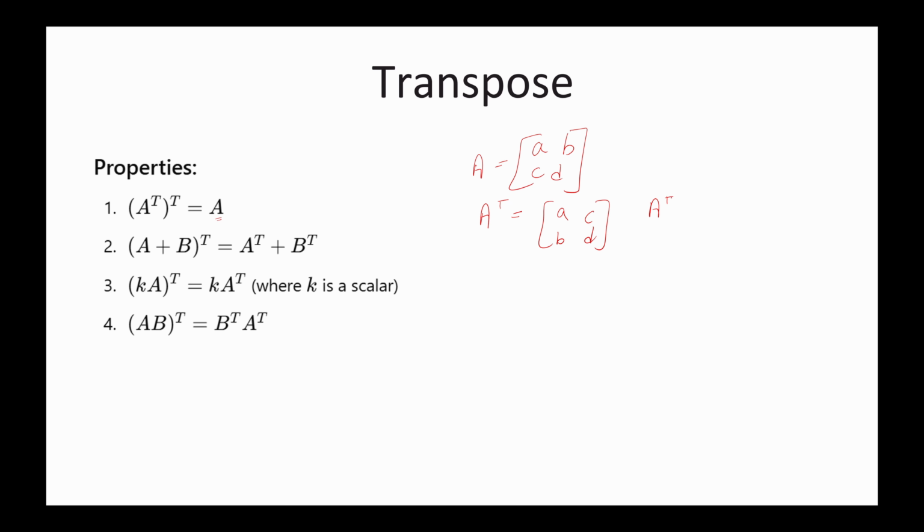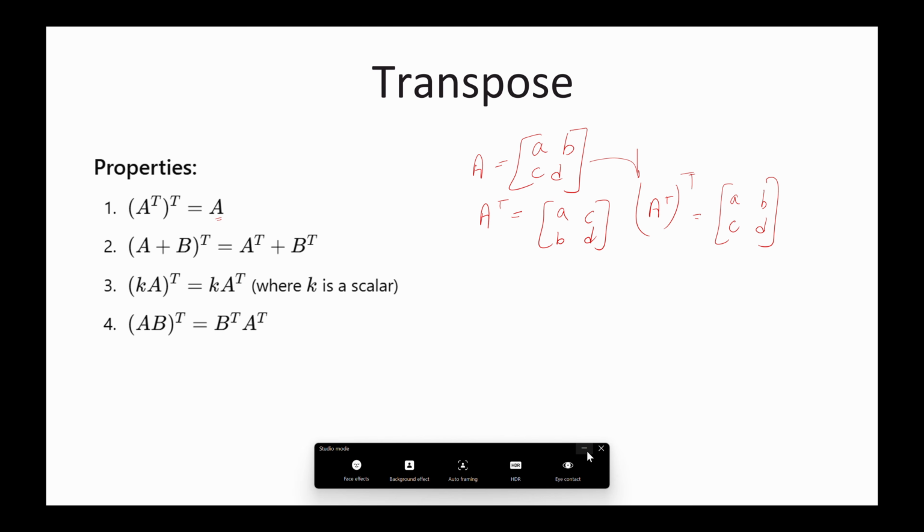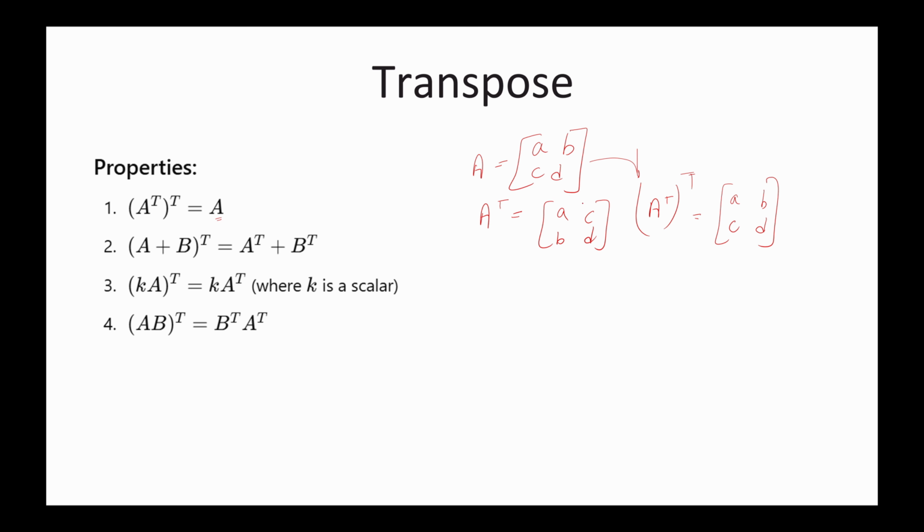And if I find out A transpose and again its transpose, so what am I going to get? A, C, B, and D. So basically A becomes equal to A transpose whole transpose. So this property you must remember.